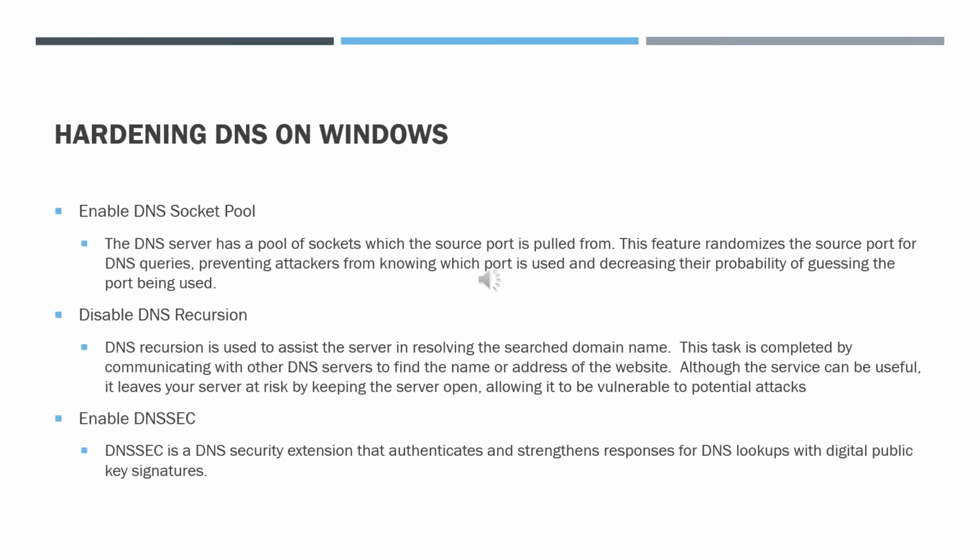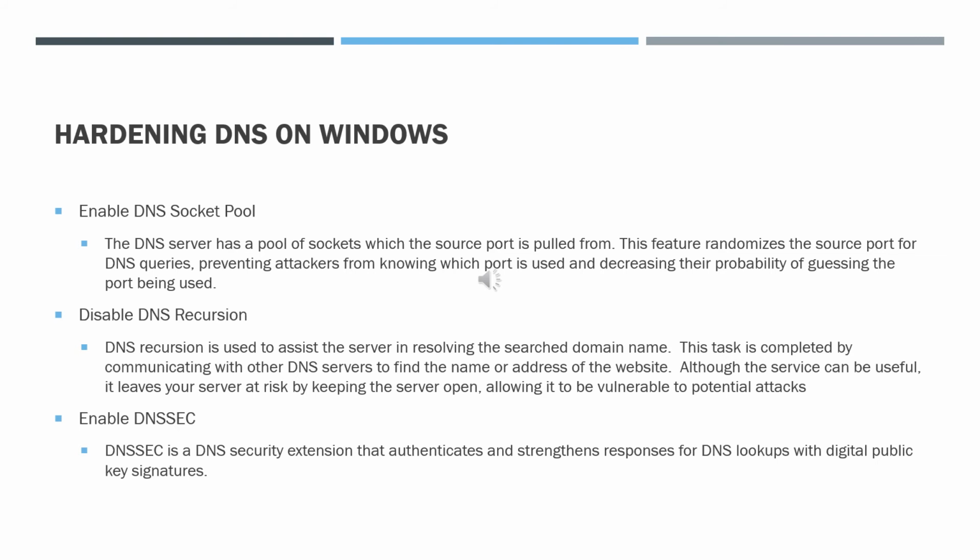Hardening DNS on Windows. So here are a couple of techniques that you can implement in your server in order to harden DNS on Windows. The first is to enable DNS socket pool. So the DNS server has a pool of sockets which the source port pulls from. This feature randomizes the source ports for DNS queries, preventing attackers from knowing which ports to use and decreasing their probability of guessing the port being used.